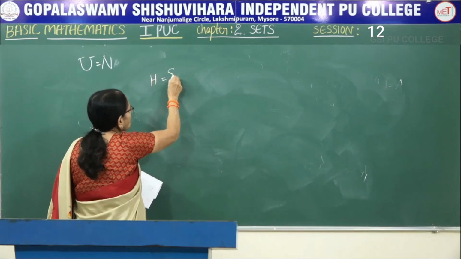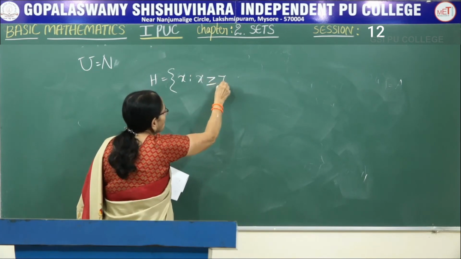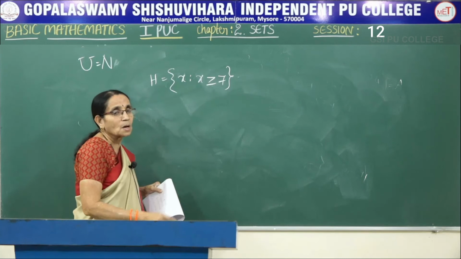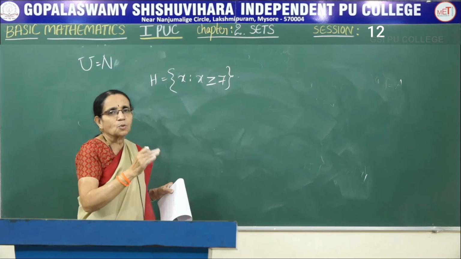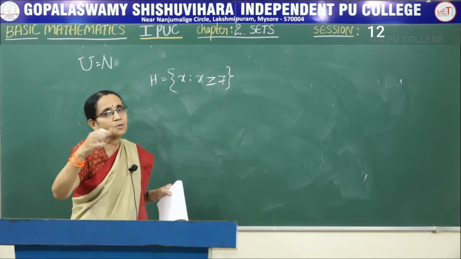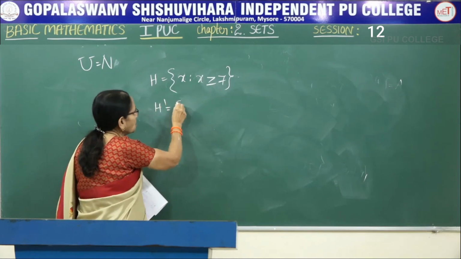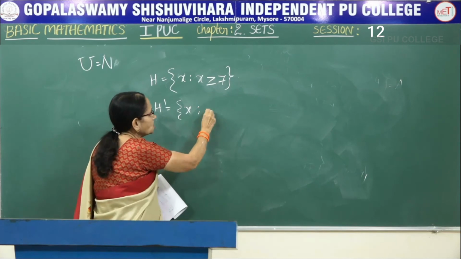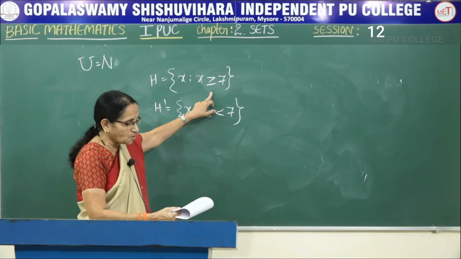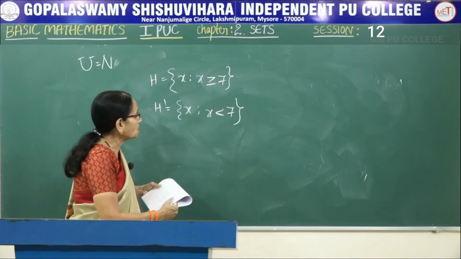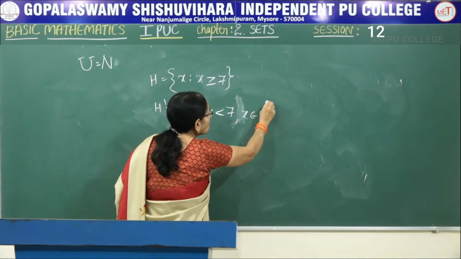Now take another set H. Here it contains all x such that x is greater than or equal to 7. I am considering N to be the universal set. Greater than or equal to 7 means it would be 7, 8, 9, 10, any number above 7 here, more than or equal to 7. Therefore, what would be H dash here? It contains all x such that x is less than 7. We cannot have the equality because already the equality is there. So x is less than 7, but here one condition you have to write, x belongs to N.